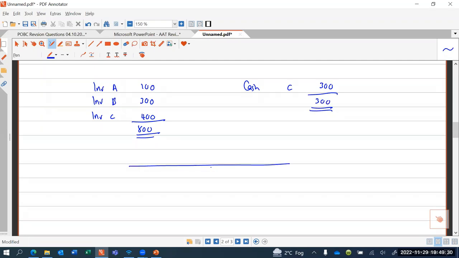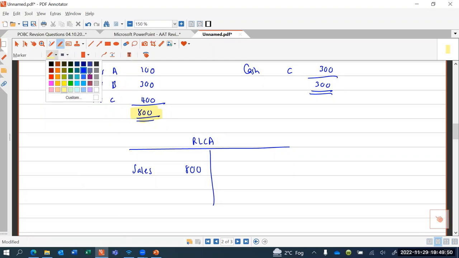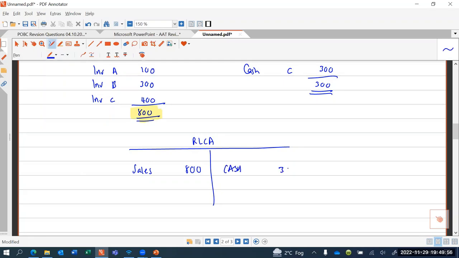In my receivables control account, I would say, oh, I made some sales. £800 of sales, that increases what the customers owe me. And I'm using the total from here to fill that in. Then I'd say, oh, actually, I got some cash. One of the customers paid me. So I got some cash of 300, and I'm using the total from over here to fill that in. So the total and the total.